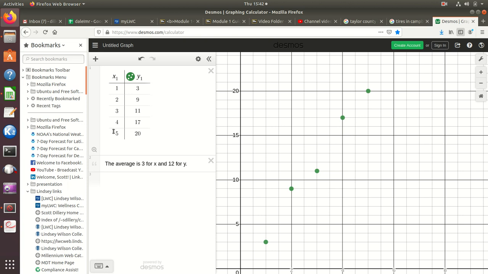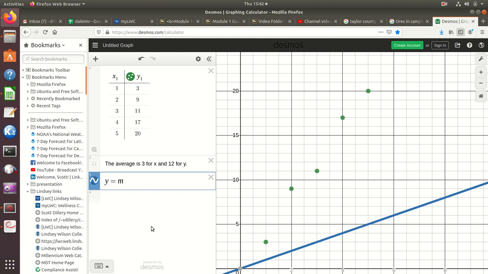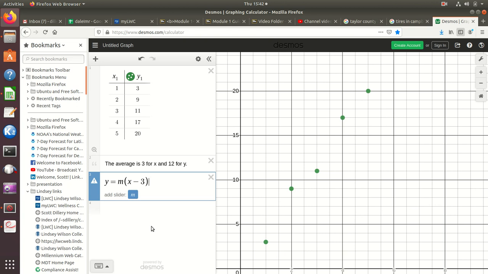The average for the X's is 3. The average for the Y's is 12. And I've just written a note here. So the way I added a note was I just came in here and clicked Note. And so now that I have that, all I have to do to set this line so that it always contains the point (3, 12) is I say y equals m, because I don't know what the slope is yet, and then parentheses x minus 3, and then plus the 12.